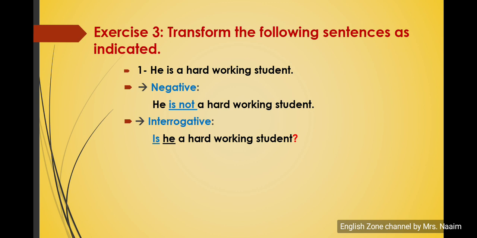Okay, so in the interrogative form we start with the verb to be, then we follow it with the subject. Okay, the subject here in this case is he. Okay, then we finish our sentence. Then at the end of the sentence, don't forget the question mark.